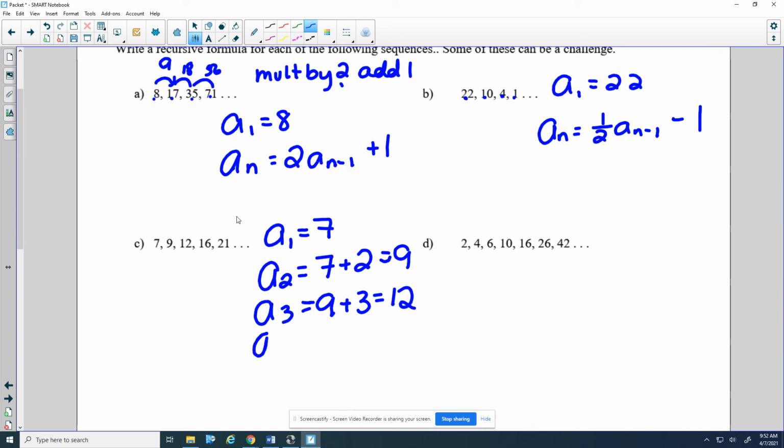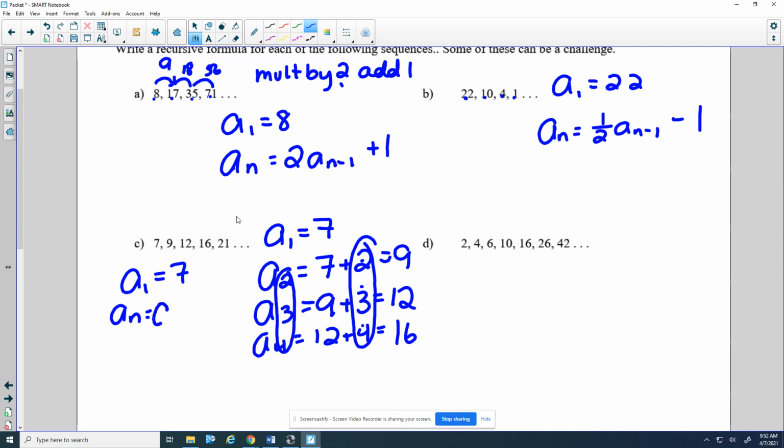So what I notice here is that this number matches up with these numbers. So we can put an n here, and that will work. Okay, so the formula here: a sub 1 is 7. To get to the next term, I take the term that came before it, and I add the value of n. Okay, so that will work for that one.